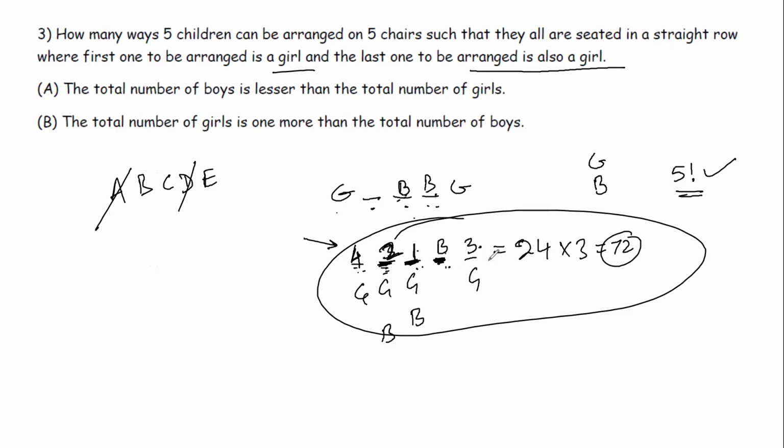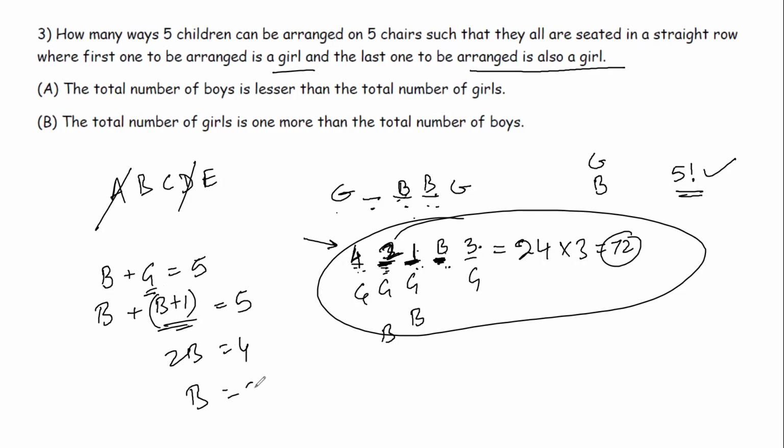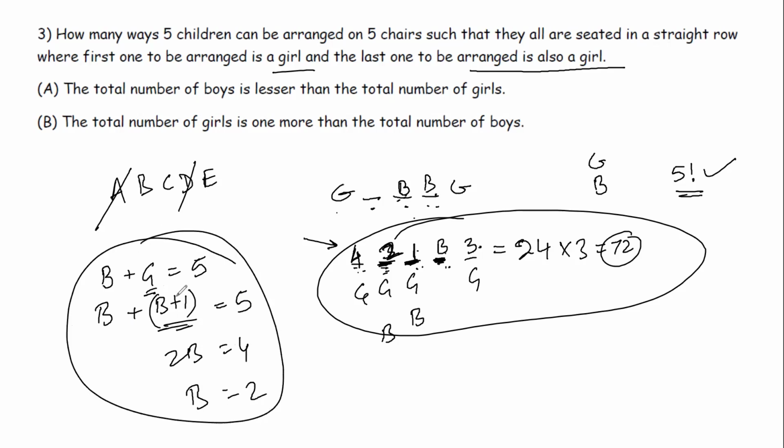Right. B, the total number of girls is one more than the total number of boys. So we know that boys plus girls is 5, and the total number of girls is one more than the total number of boys. So this bracketed part is the girls. So we know that there are 2 boys and 3 girls, and we don't even need to do the math because the number is so small, 5. So obviously it's an even-odd situation. So 2 boys, 3 girls, job done. And we know now there are 3 girls and 2 boys. So therefore the answer is, I'm sorry, 3 factorial into 2 factorial.